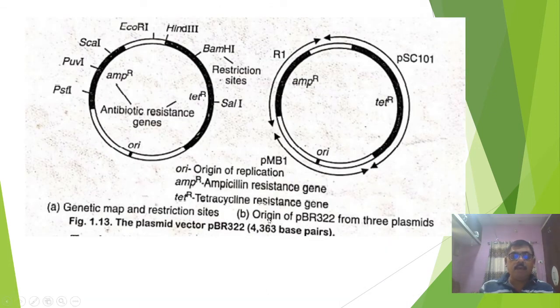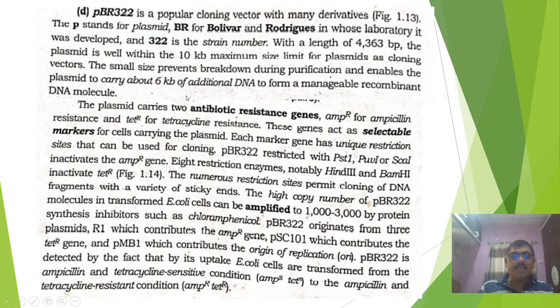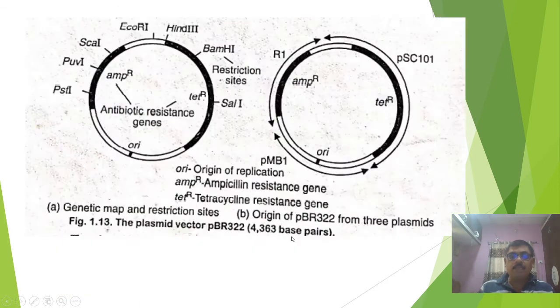Then this is the genetic map of the plasmid. This is the origin of replication. Then this is the ampicillin resistance site, and this is the tetracycline resistance site. These resistance sites are derived from the ampicillin from R1, and the tetracycline resistance gene is derived from pSC101. And these are the restriction endonuclease sites: PstI, PvuI, ScaI, EcoRI, HindIII, BamHI, then SalI.